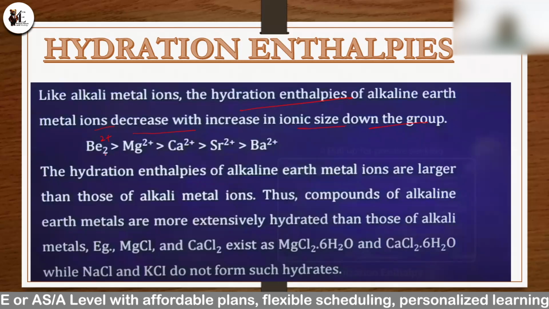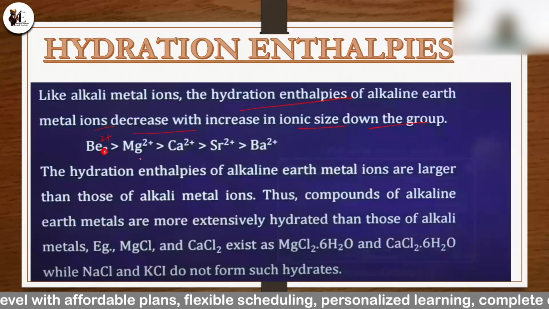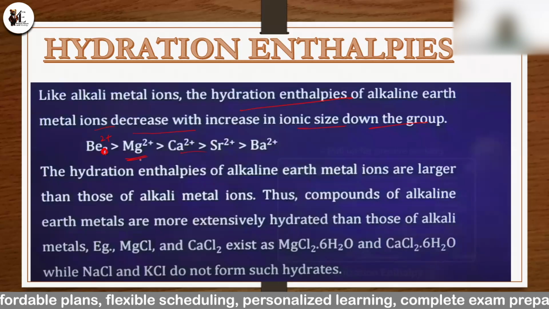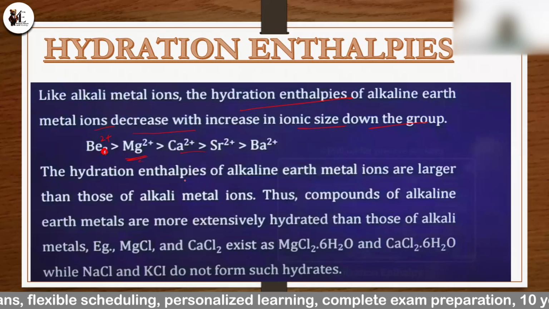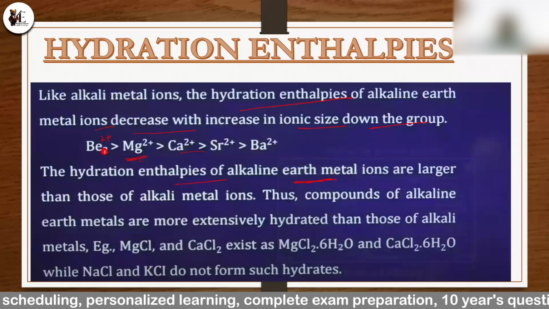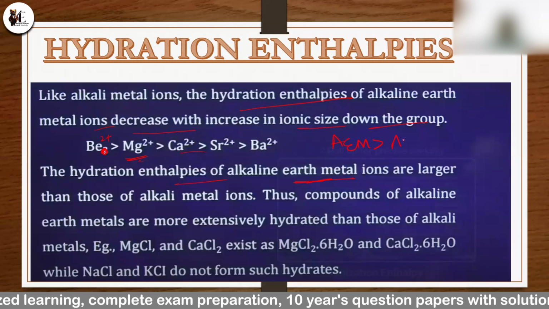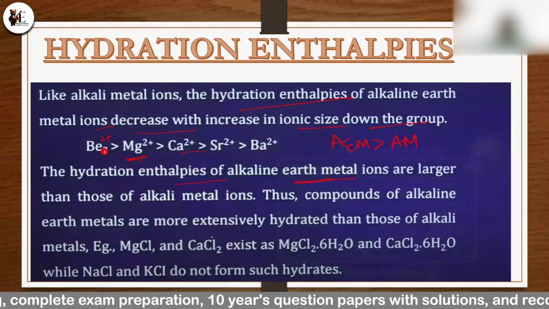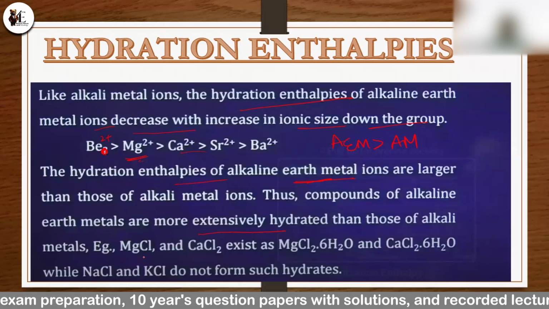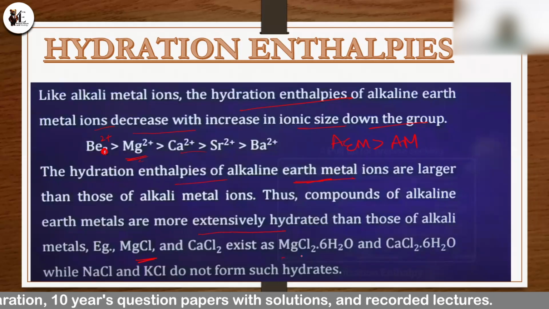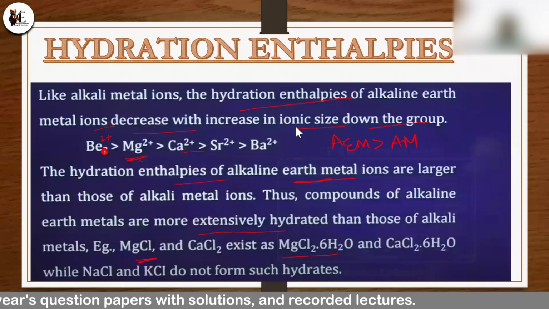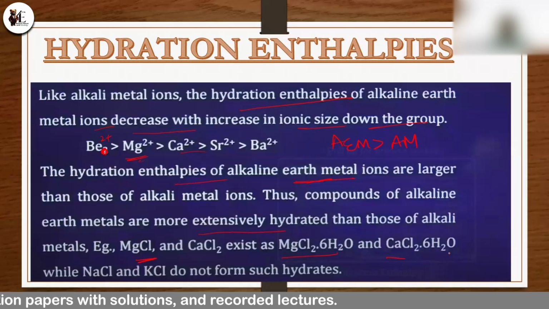So for beryllium 2 plus, its hydration energy is higher compared to magnesium 2 plus. The hydration enthalpies of alkaline earth metal ions are larger as compared to alkali metal ions. They are most extensively hydrated. For example, magnesium chloride exists as MgCl2.6H2O. Calcium chloride exists as CaCl2.6H2O. Whereas alkali metals like sodium and potassium do not form such hydrates.